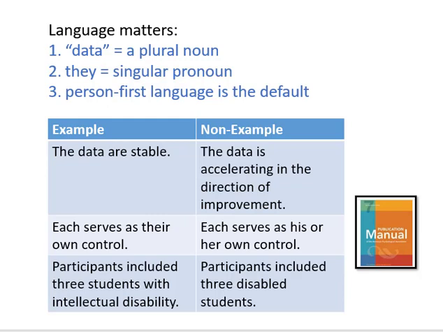During the recorded presentation, I will try to use language that conforms to APA style. For example, I will use data as a plural noun. This sounds like the data are stable rather than the data is accelerating in the direction of improvement. I will use they as a singular and plural pronoun. For example, I might say each serves as their own control. Finally, person-first language will be the default. For example, participants included 3 students with intellectual disability. Identity-first language will be used in direct quotes from individuals who express this as a preference.